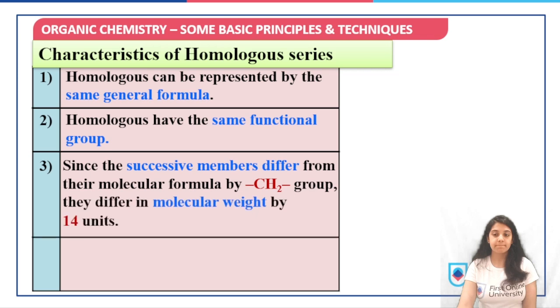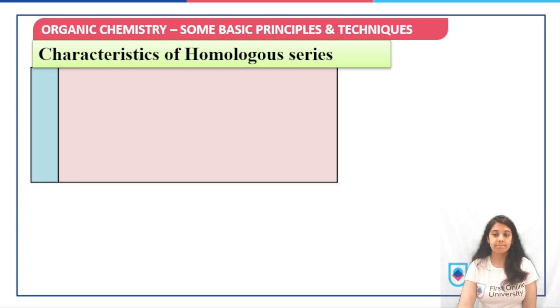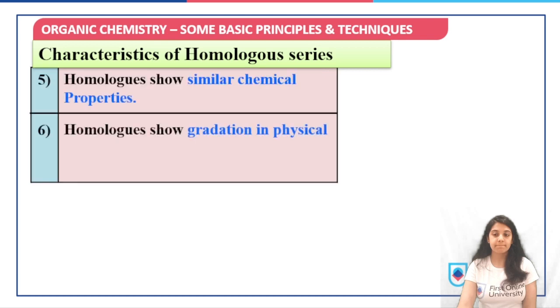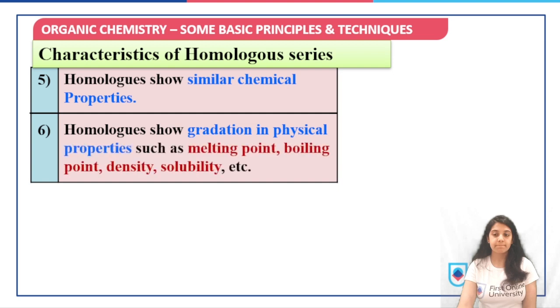Their molecular weight differs by 14 units because CH2 has 14 units molecular weight. Homologues can be prepared by similar chemical methods. And they have similar chemical properties, and they show gradation in physical properties like melting point, boiling point, density, solubility, etc.